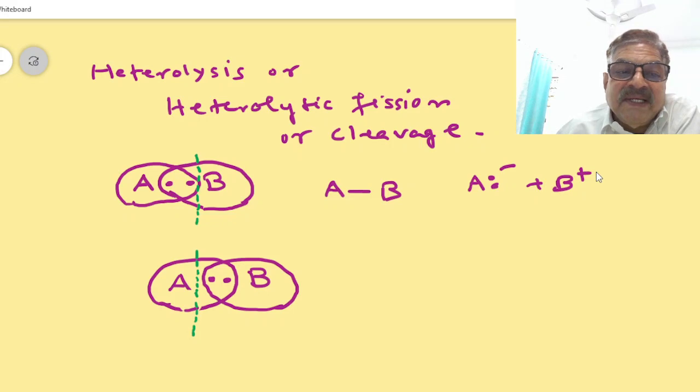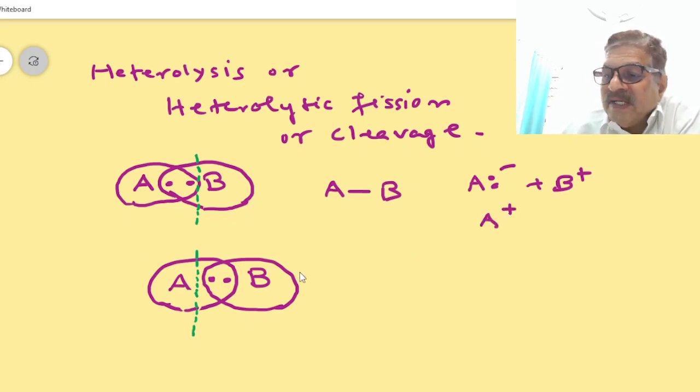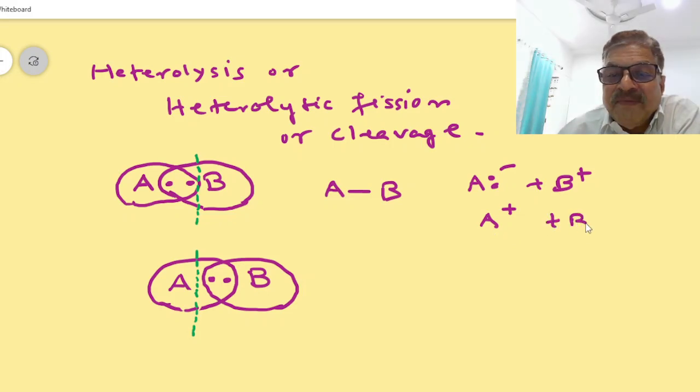That is one possibility here. That is, these two will go this side. A will get these two electrons, and in this case, B will not get anything. Correct. That is another possibility. A will not get anything. B will get both the electrons here. So these are the two possibilities here.